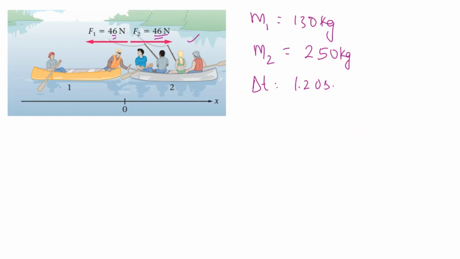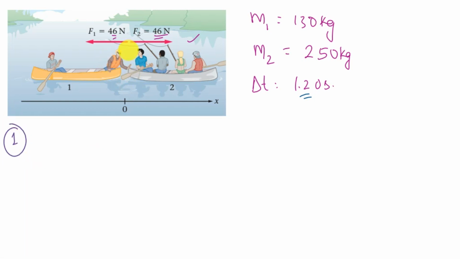There are two approaches we can take in this question. The first approach is to find the velocity of canoe 1 and 2 after 1.2 seconds, and then multiply it with mass, because momentum is mass into velocity. The other way is to use the fact that the rate of change of momentum is the net force applied on the object. We'll first solve step by step using the first approach, then see the second approach. The answer will be the same in both cases.